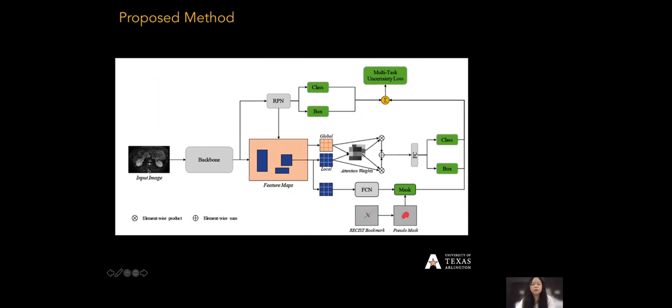The input is a CT scan, and we can use different backbones to extract the features. In our work, we use ResNet 101 to extract the features, and then we follow the Mask R-CNN framework. We extract different regions of feature maps, and for the different regions we have a classification loss, which predicts the labels for the lesion, and a regression bounding box, which predicts the rough bounding box.